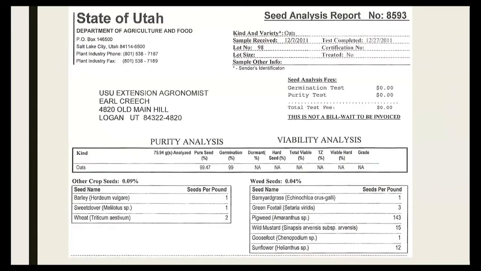I like to talk about this seed analysis report from an old drill box survey that we used to do, where we would go around and actually take seed out of people's drill boxes randomly around the state. And then we would send it to the Utah State Department of Ag, and they would analyze it for us. So this happens to be oats. And you'll notice, looking at this analysis, that it was 99.47% pure seed. So you may look at that and say, holy cow, that's excellent. I love it. Let's plant it.